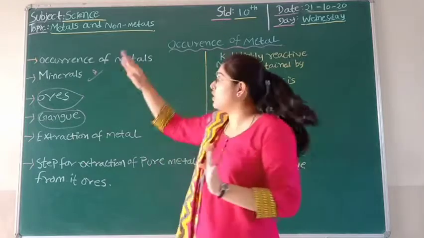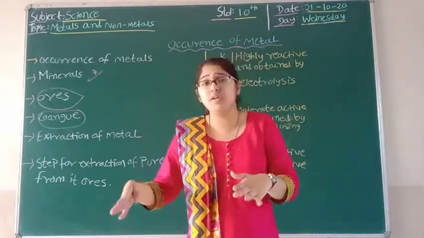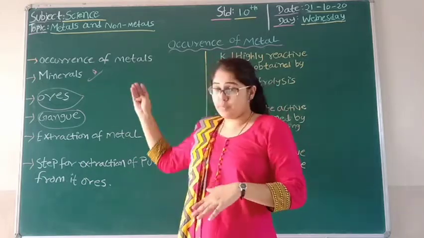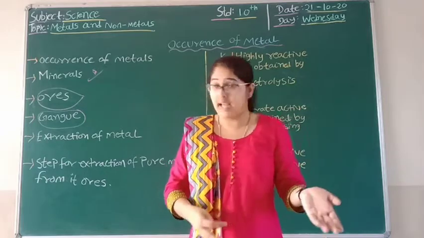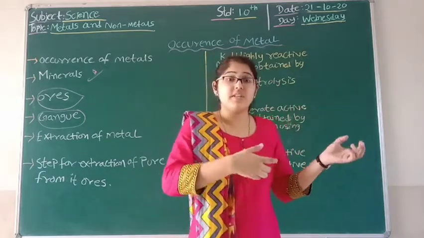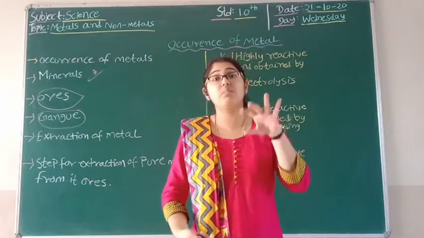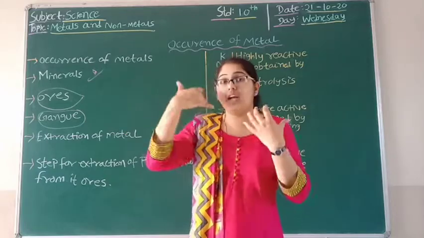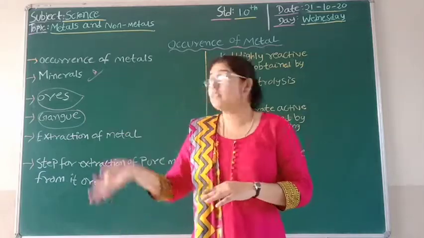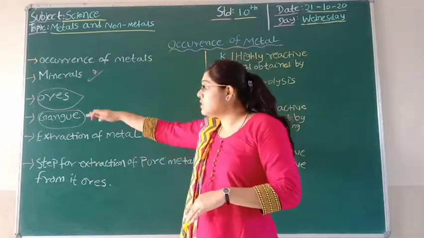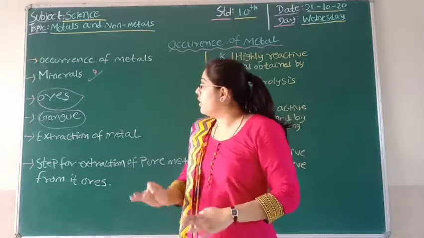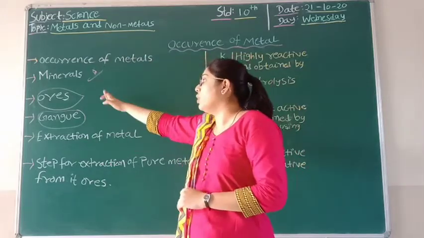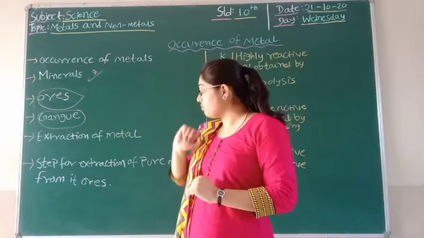So students, we have seen what minerals are. Minerals are the elements or compounds which are naturally found in the earth's crust. The very next thing we saw is what ores are. The metals which are found from the minerals in the purest form are known as ores, right? And we get ores along with impurities, which are known as gangue. This is what we have seen in the occurrence of metals: minerals, ores and gangue.